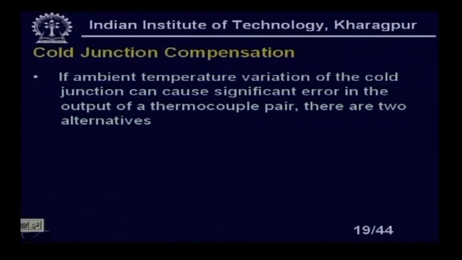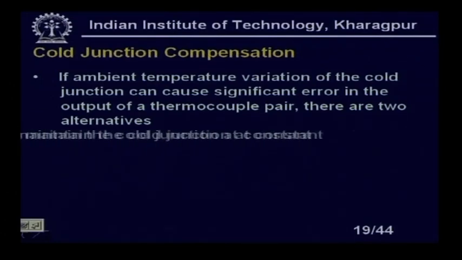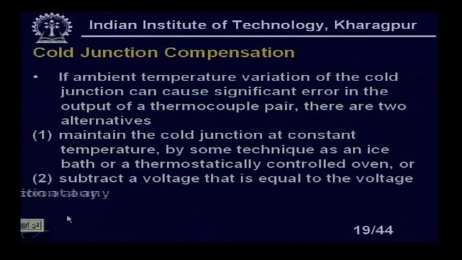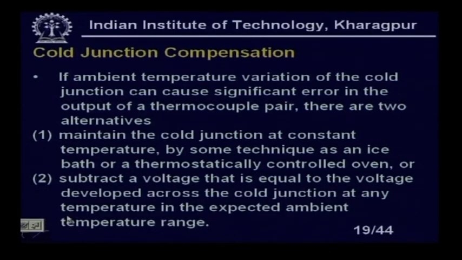If ambient temperature variations of the cold junction can cause significant errors in the output of the thermocouple pair, there are two alternatives. One is to maintain the cold junction at a constant temperature by some technique such as an ice bath or a thermostatically controlled oven. Or subtract a voltage that is equal to the voltage developed across the cold junction at any temperature in the expected ambient temperature range, is it not?